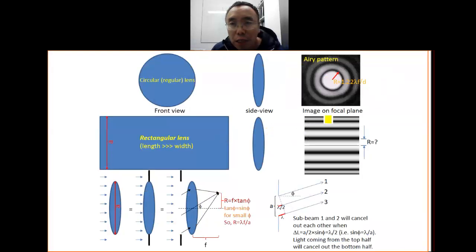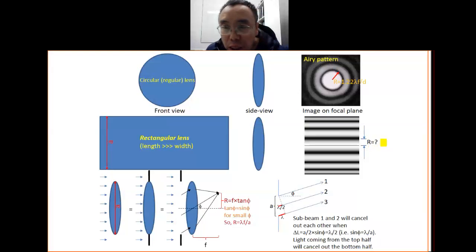For the case of the circular lens, we know the resolution is given by 1.22 lambda f over d. Then we want to know the distance to the first minimum. This first minimum distance gives the resolution according to the Rayleigh criterion. So we need to know what this value is.